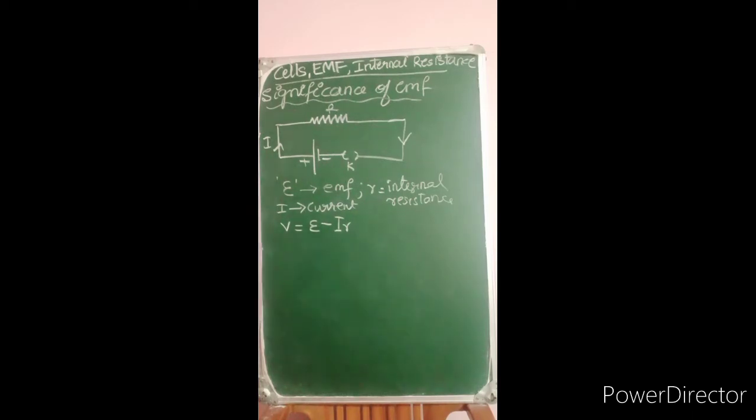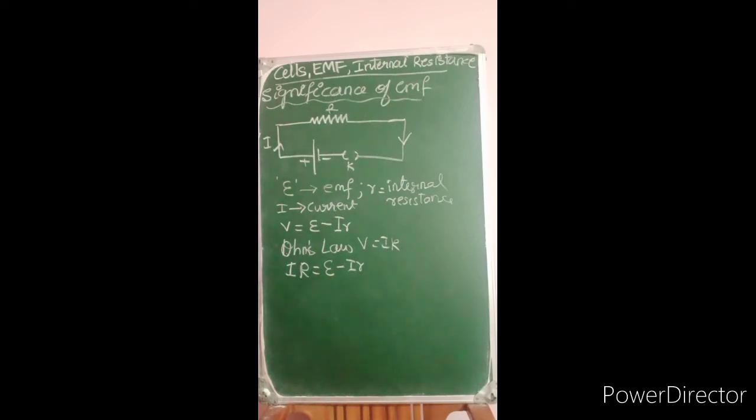We have already studied Ohm's law in the previous classes. According to Ohm's law, we know that V is equal to IR. You have to substitute this value of V in this equation. It becomes IR is equal to E minus Ir. I pronounced it wrongly as epsilon; take it as electromotive force, small letter e.